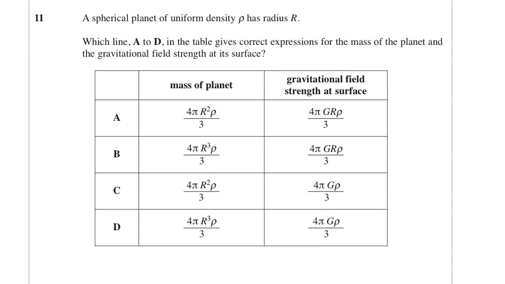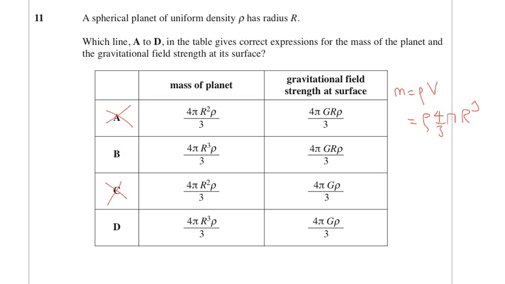A spherical planet of uniform density has radius r, which line gives the expression for the mass of the planet and the gravitational field? So mass would be density times volume, so density times 4 over 3 pi r cubed. So we're looking for 4 over 3 pi, so that one's got r squared, so that's wrong.